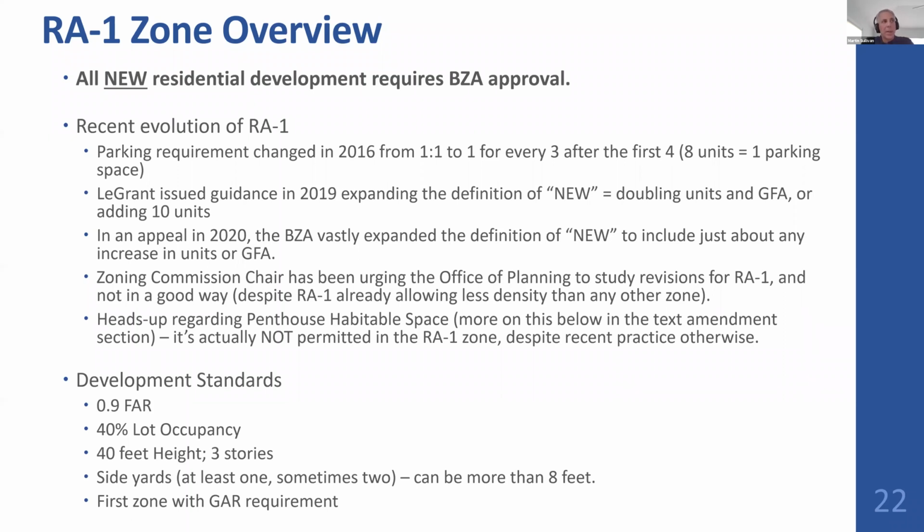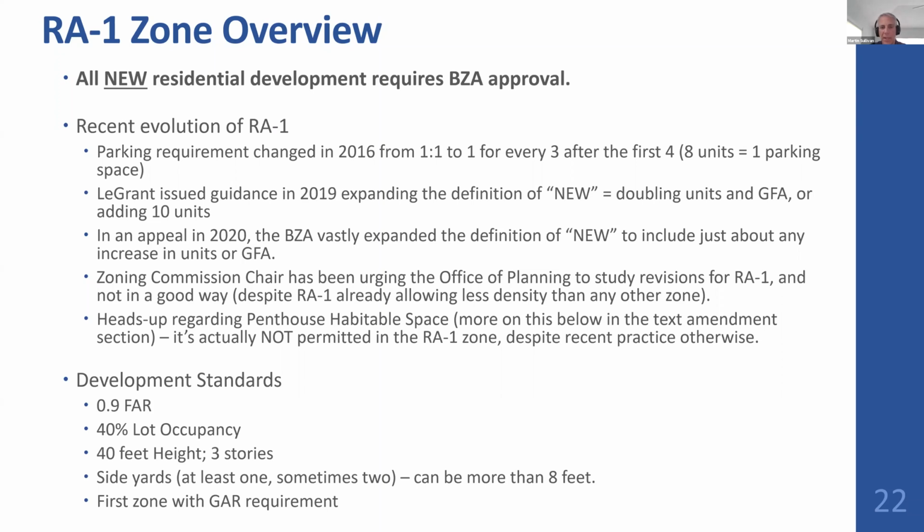RA1 is the only zone where all new residential development requires BZA approval. And the question about what is and is not new residential development has been changing quickly the last few years. From 1970 or so until about 3 or 4 years ago, the definition of what was new residential development kind of tracked the same definition it would be for any other zone, which in the last 7 or 8 years has sort of crystallized around this idea that if you're keeping 40% of the exterior walls of your building, then you're not new residential development and you're doing an addition.